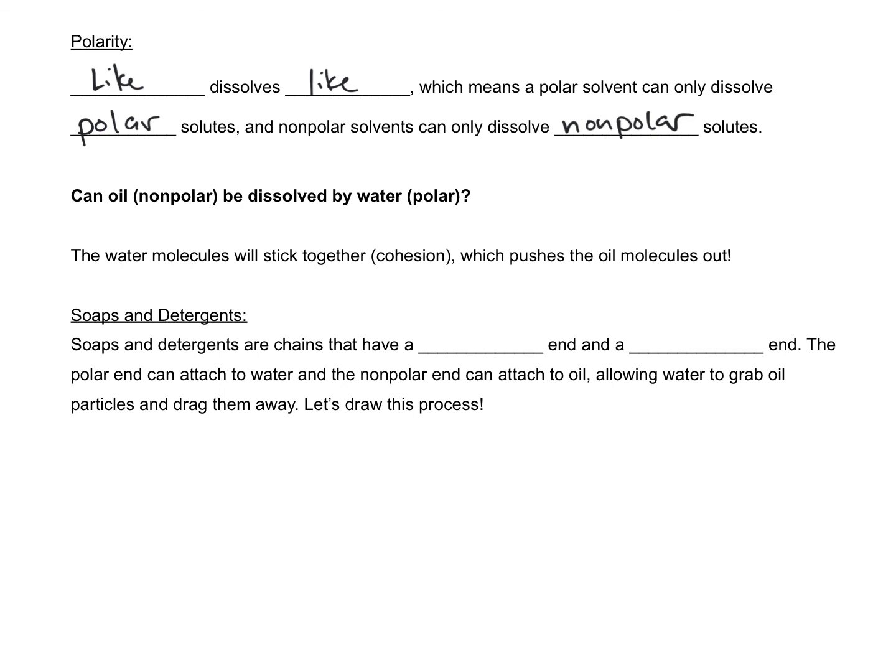So if you've got something that's polar mixing with something that's nonpolar, they will not mix well, they will not dissolve. This is what happens with oil and water. Oil is nonpolar, water is polar, so they cannot mutually dissolve because they are not alike. They have to be alike in order to dissolve. So what happens in that situation is that the water molecules actually stick together due to their property of cohesion. And when they stick together, they push the oil molecules out. So you end up with oil and water separating, which I'm sure you've seen in your life at some point.